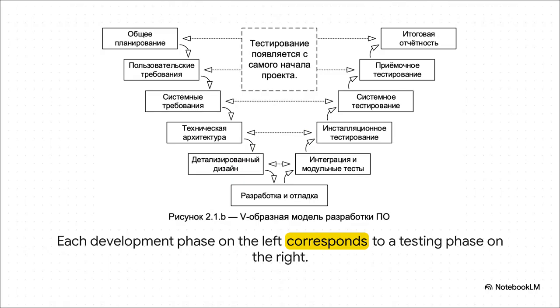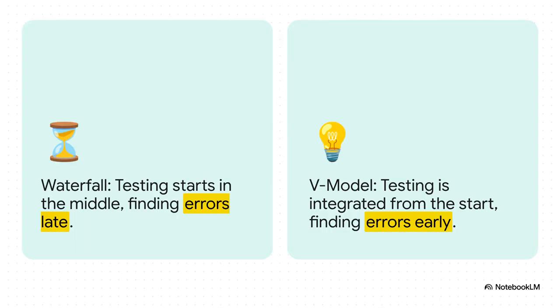You see, as the team goes down the left side of the V, defining requirements, designing the system, they're simultaneously planning the matching test phase on the right side. So for every development step, there's a quality control step ready and waiting. They happen in parallel. So what's the big takeaway here?